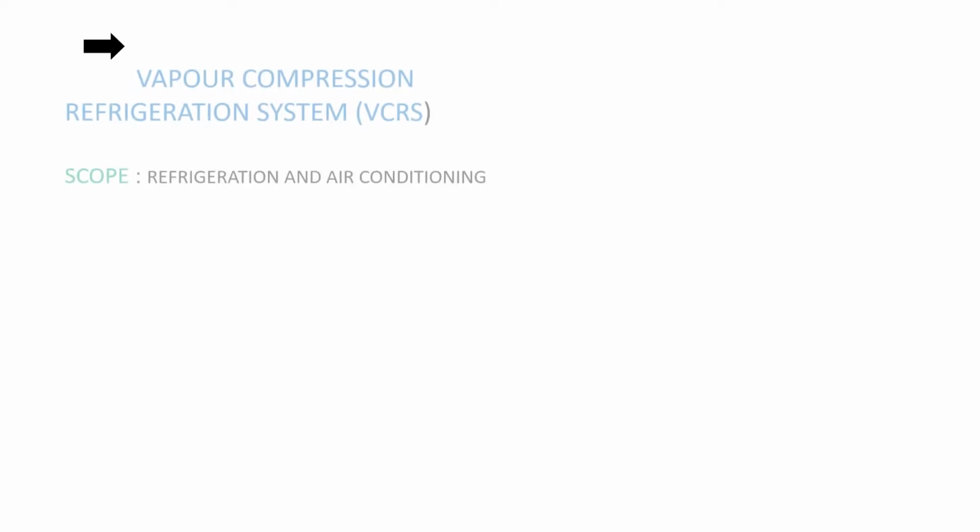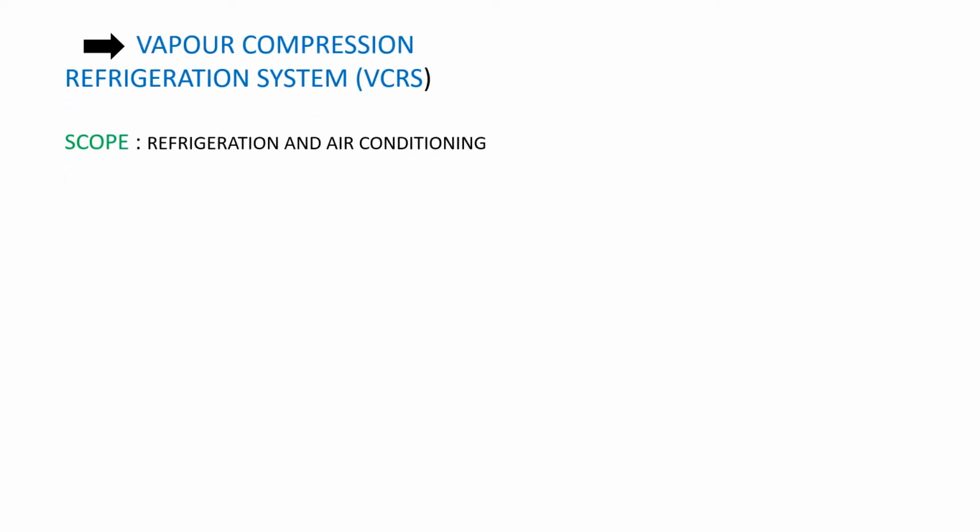So let's start with our topic. As I had already told you, our topic is vapor compression refrigeration system, which is also known as the VCRS cycle. So the basic principle of this cycle is what we will study today. The scope of this VCRS cycle is the refrigeration and air conditioning department. So this is the scope.